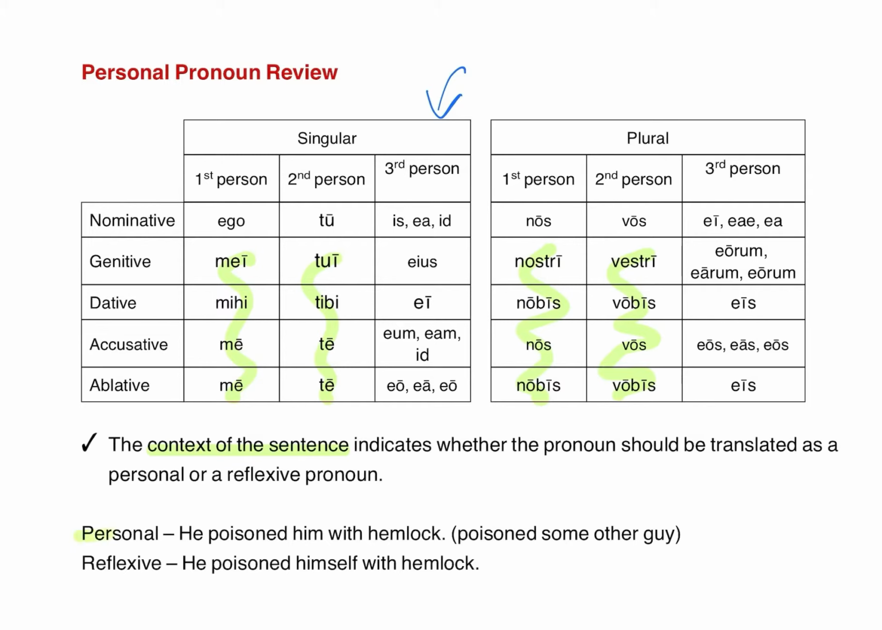So personal: he poisoned him with hemlock. That means he poisoned him, and he are two different people. Basically he poisoned some other guy, because remember, they don't go back and reflect to the subject. Reflexive, on the other hand: he poisoned himself with hemlock. And that himself tells us he's talking about the subject, he.